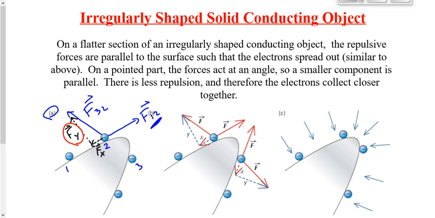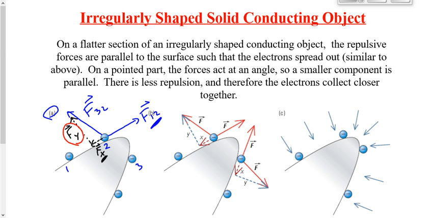Well, F12 is a bigger force than the x component of 3,2. That means charge number 2 is going to be pushed away from charge number 1 and go towards the tip of this irregularly shaped object. Now, as it goes further away from charge 1, closer to the tip, F12 is going to decrease. And at some point, Fx and F12 will balance each other. That's when it's in static equilibrium.